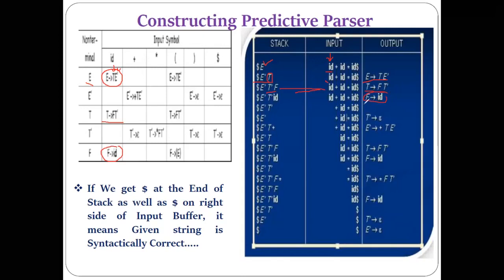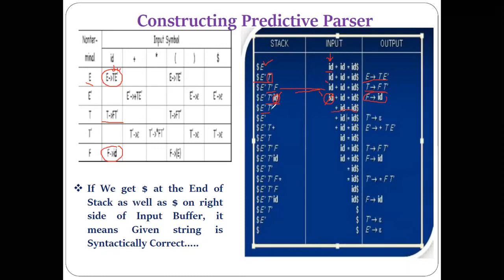Result of this will be what? Result of this now will be ID, because here F is replaced by the ID. Now top of the stack is this small terminal ID. And here our input is what? First input symbol is ID. So both of these are matching, so this will get popped. Then what is remaining? The next E dash T dash. And what is the remaining input string? Plus ID plus ID into ID followed by the dollar.